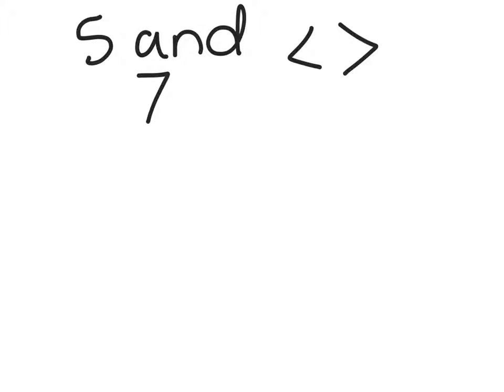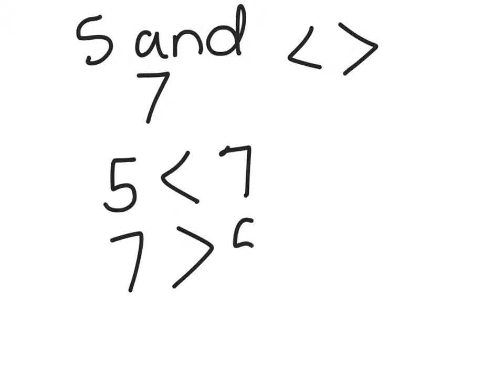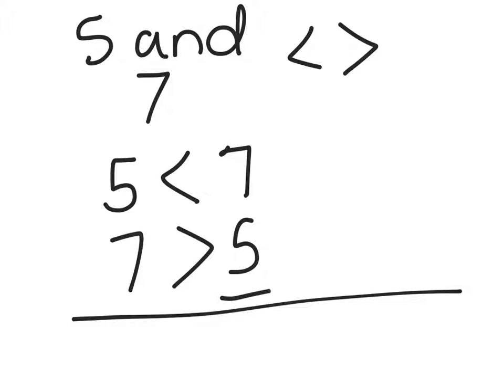And so what about 5 and 7? How would you do that? Well, 5 is less than 7. 7 is greater than 5. They're both positive, except the 5 is closer than the 7, so it's less than.